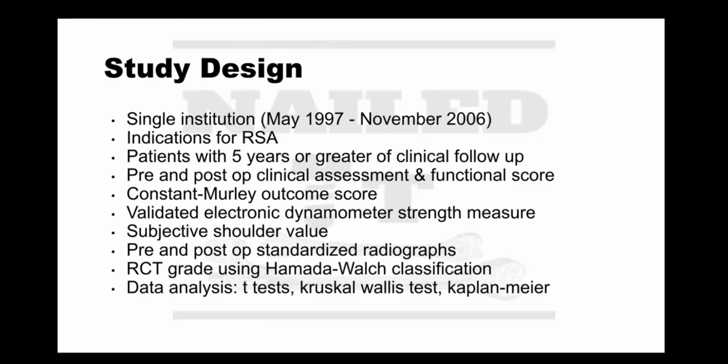Then the traditional pre- and post-op clinical assessments and functional scores for these shoulders were included. They also used a Constant-Murley outcome score to see the change over time with follow-up. They also included a subjective shoulder value, as well as the Hamada classification that we've been talking about throughout this presentation to grade the rotator cuff tears. And in terms of data analysis, they used the traditional t-test, the Kruskal-Wallis test, and the Kaplan-Meier for survivorship for these patients who had these prostheses.